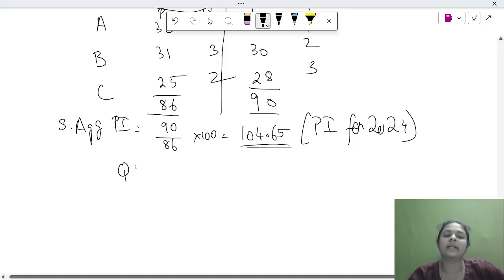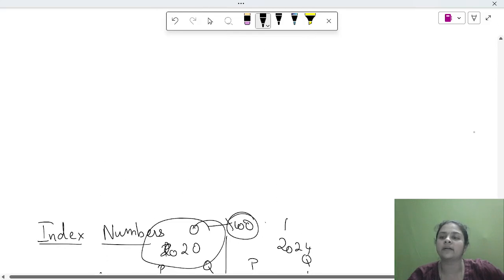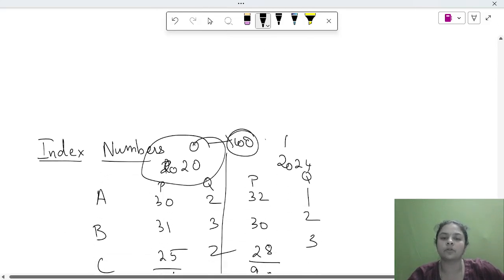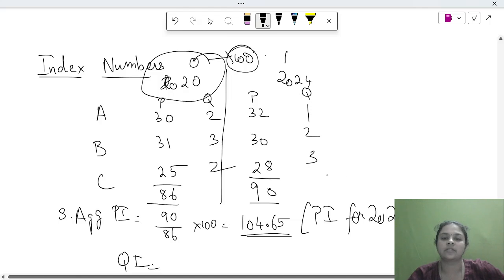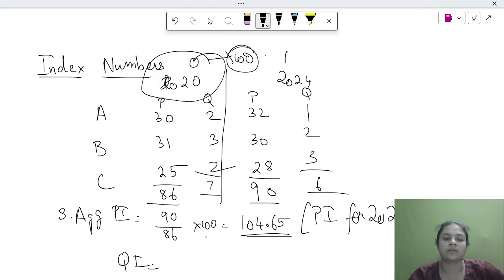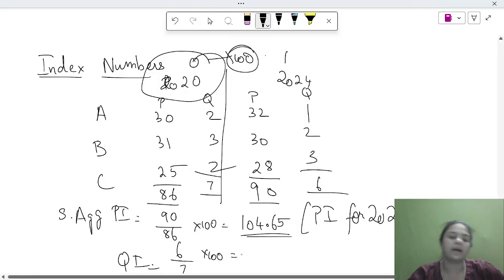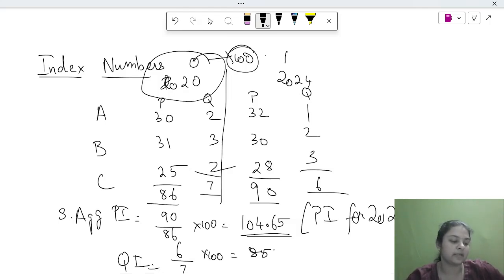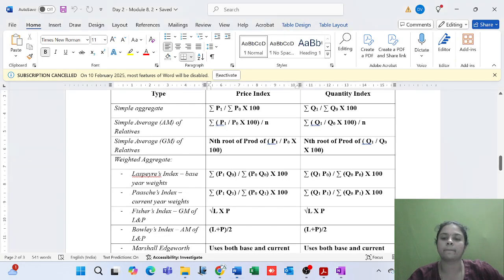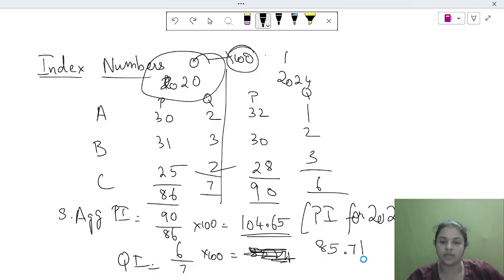Same way, if I have to do quantity index, total of all the quantities divided by total of quantity of the base year. So this is 6, this is 4, 7. So value will be 6 by 7 into 100. Answer will be 85.71.